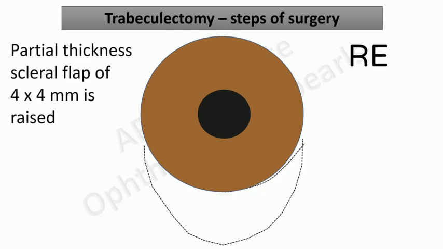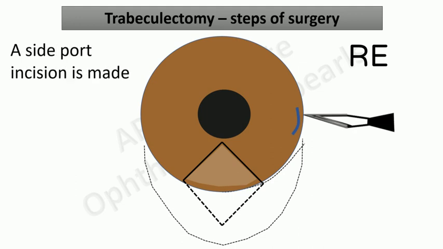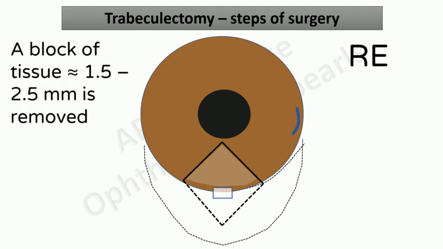Next, a 1/3 to half thickness scleral flap, either triangular or rectangular, is dissected towards and past the limbus into clear cornea. This is the remaining scleral bed. We have not yet entered the anterior chamber. A side port incision is then made.